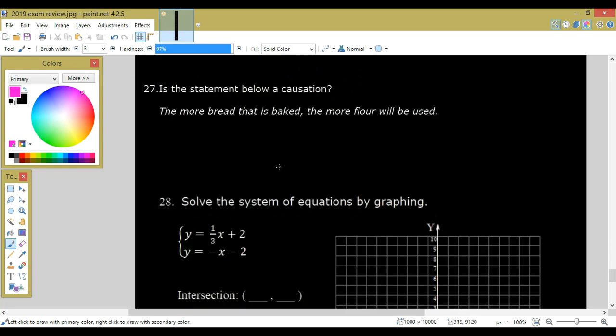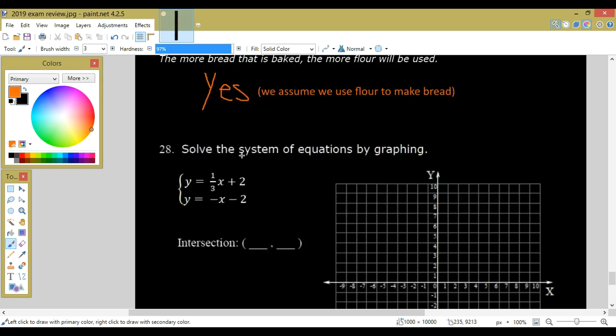27. Is the statement below a causation? The more bread that is baked, the more flour that will be used. Let's assume that the bread is made out of flour. If we assume that, then the answer is yes, it is a causation.